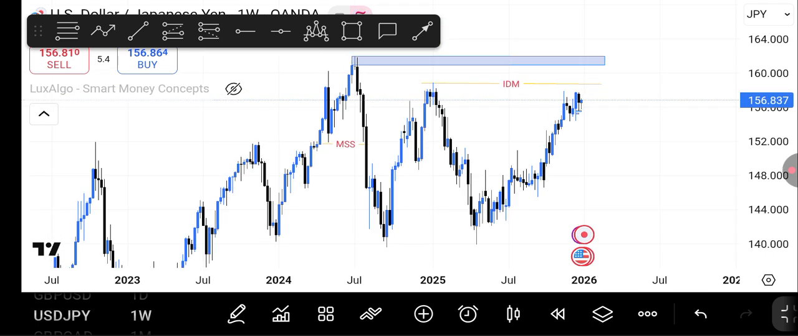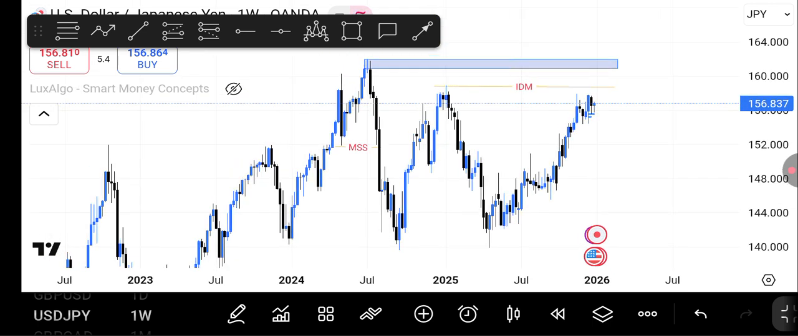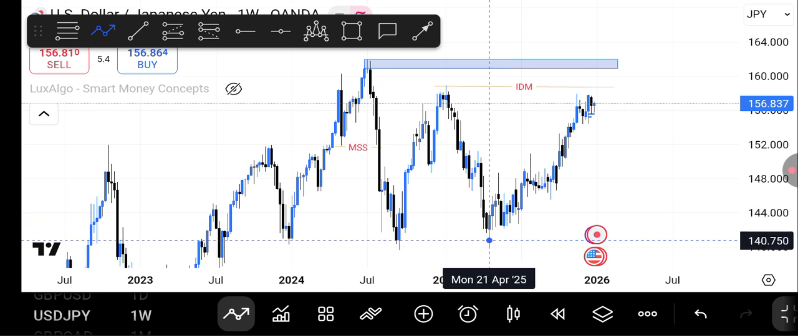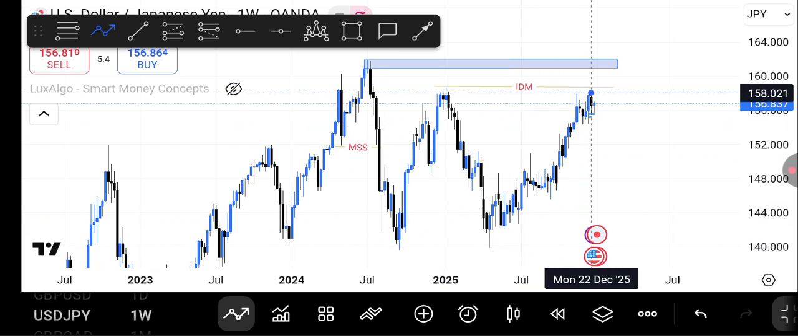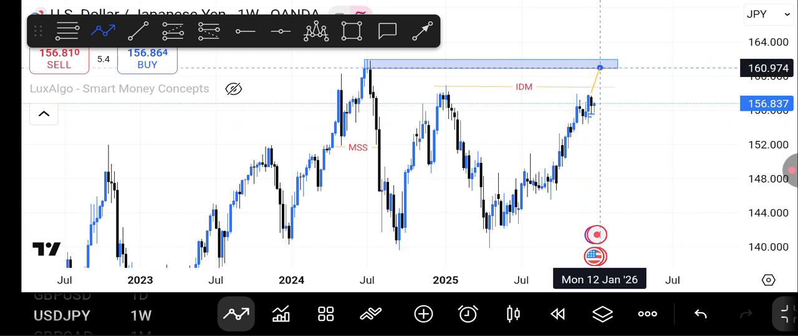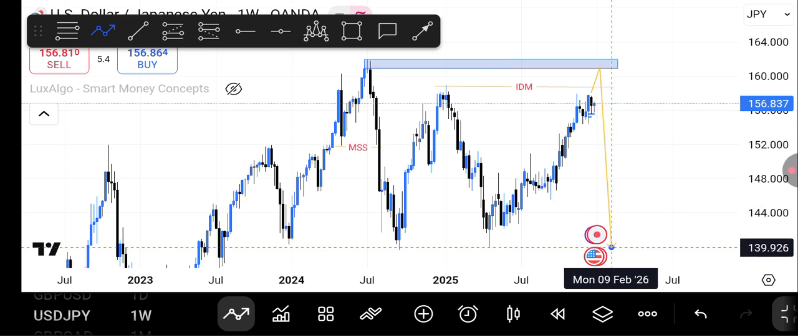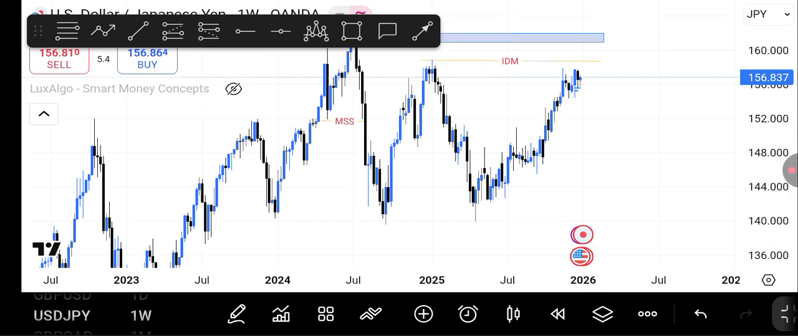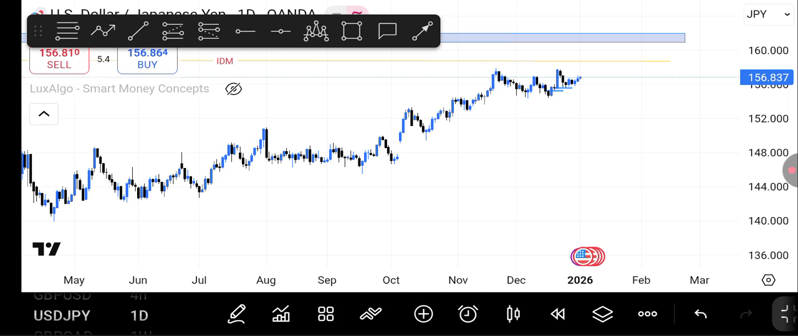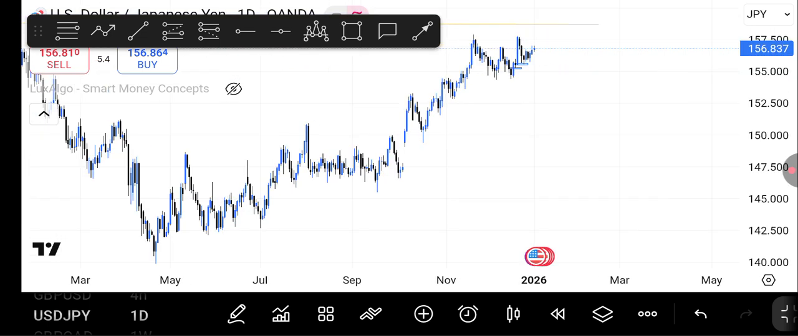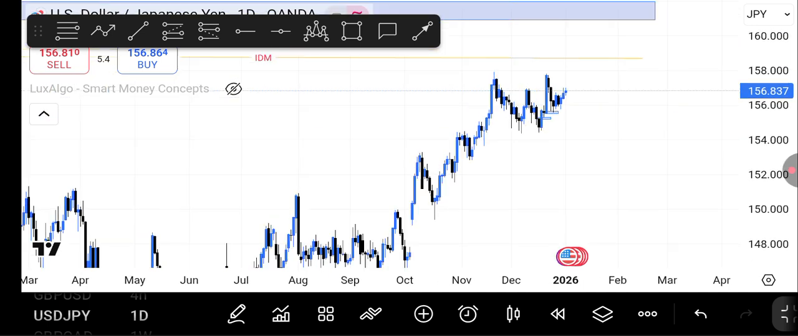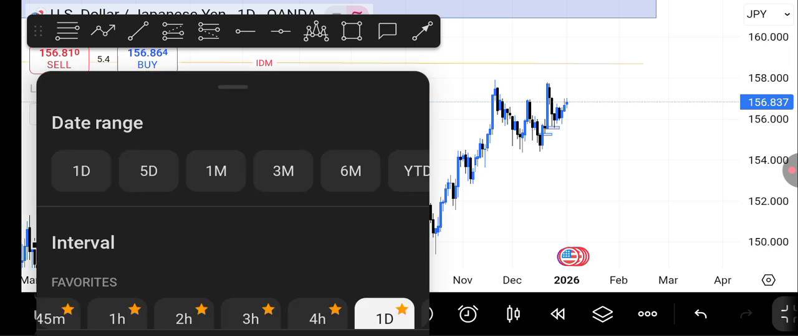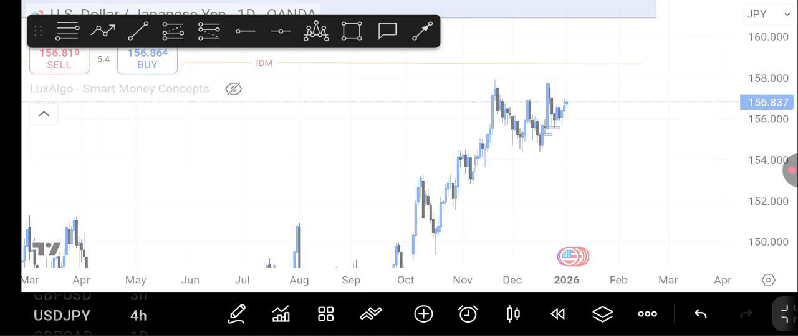So this is what I'm expecting on USDJPY. I'm expecting price to go up here before dropping, I think, to this zone. That is what I'm expecting, but let's see. So what I'll be doing for the upcoming week, on Monday, is looking for a buy setup. On the 4 hour and the daily, I can't see any clear structure, so I'll keep going to a lower time frame.